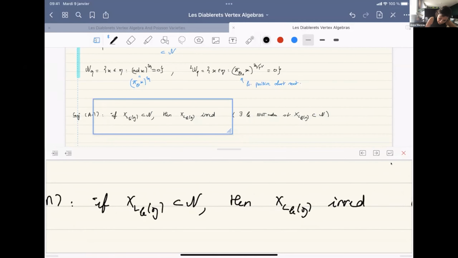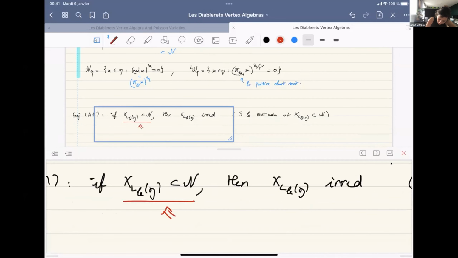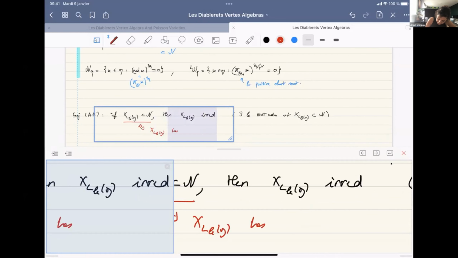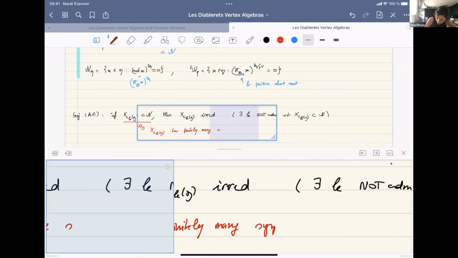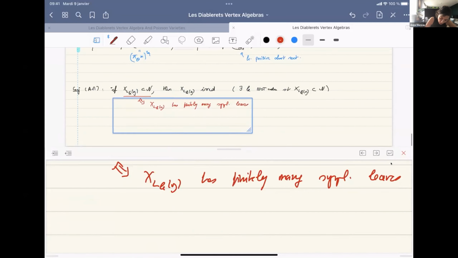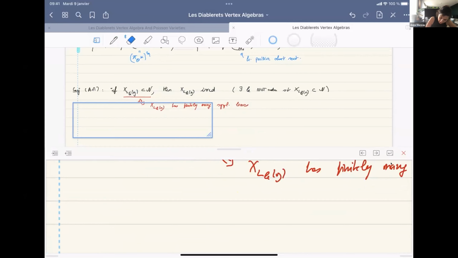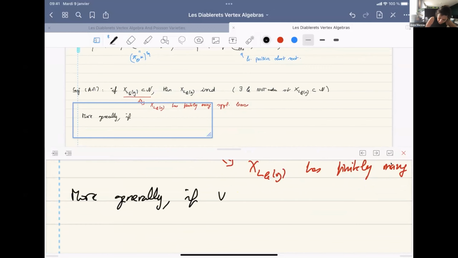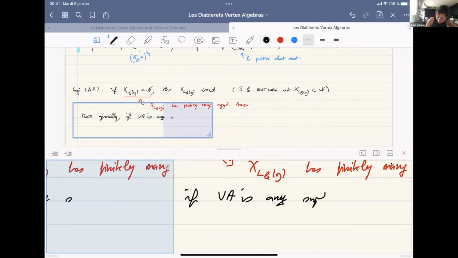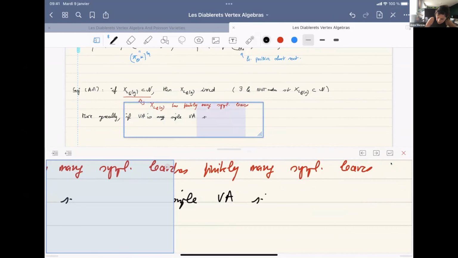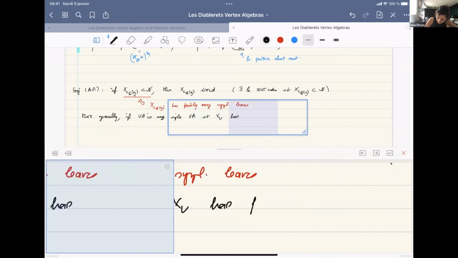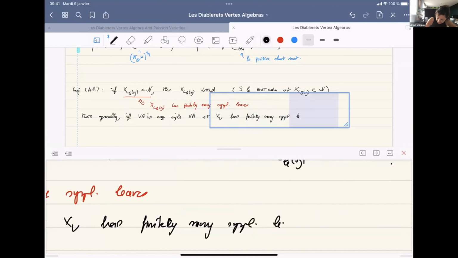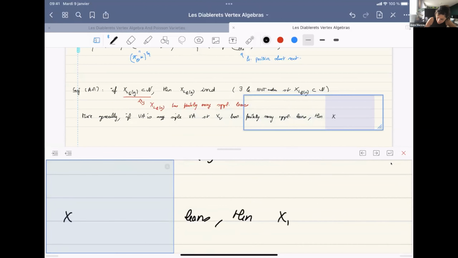And here I notice that this condition exactly means that the variety has finitely many symplectic leaves. So we have, in fact, a more general conjecture. So more generally, if V is any, let's say, simple vertex algebra such that X_V has finitely many symplectic leaves, then the variety is irreducible.